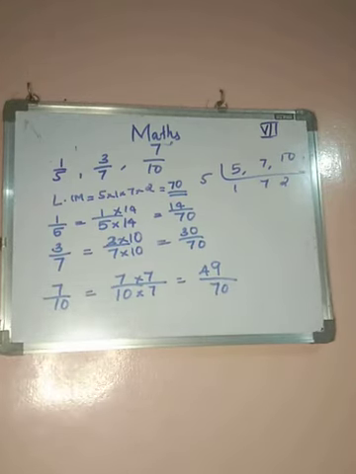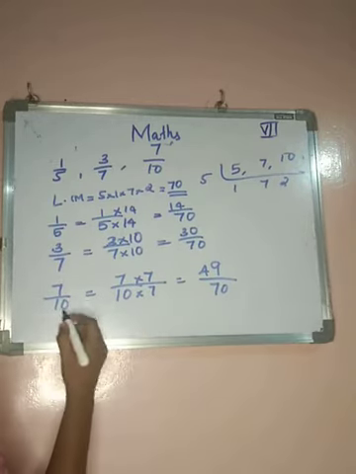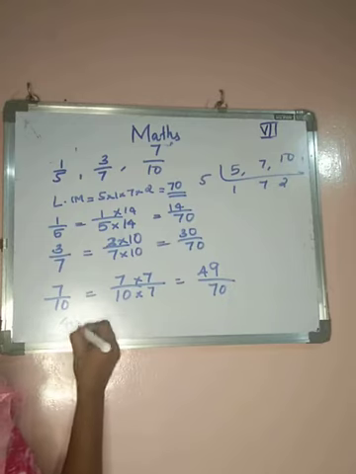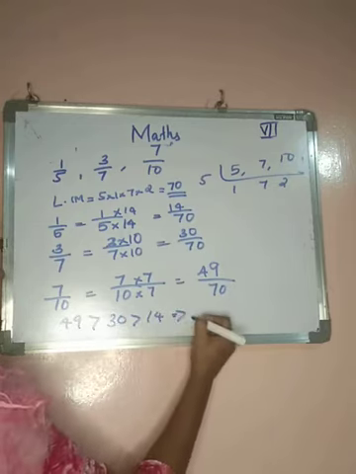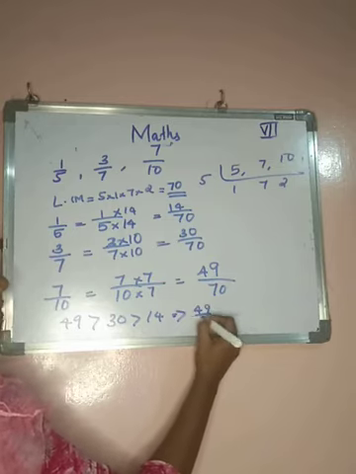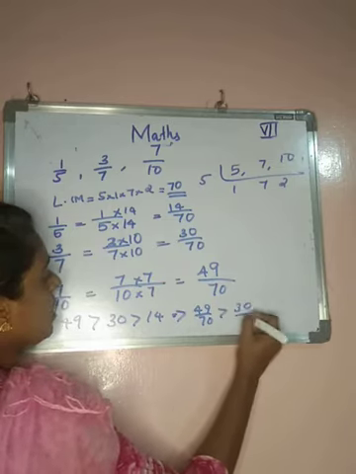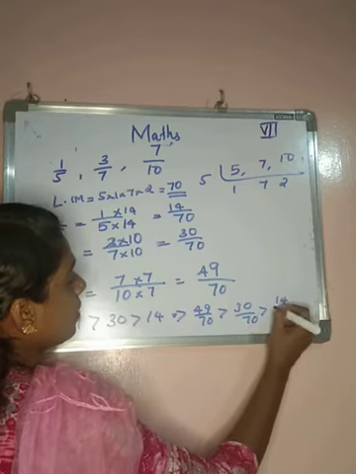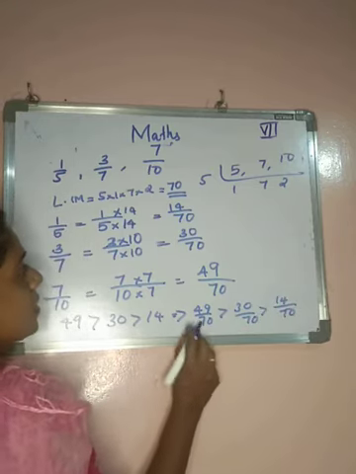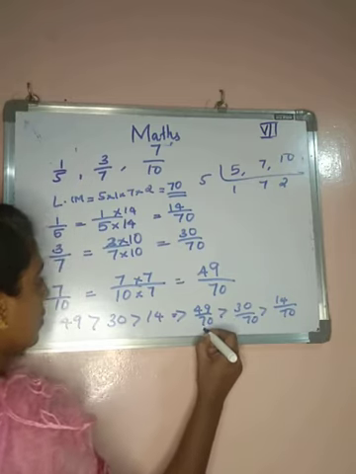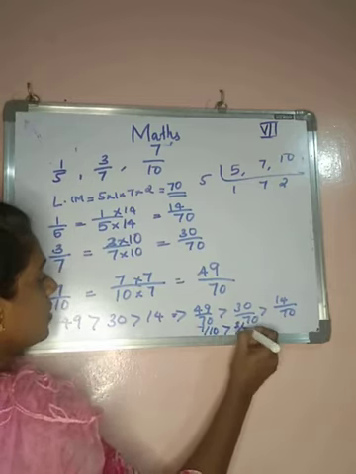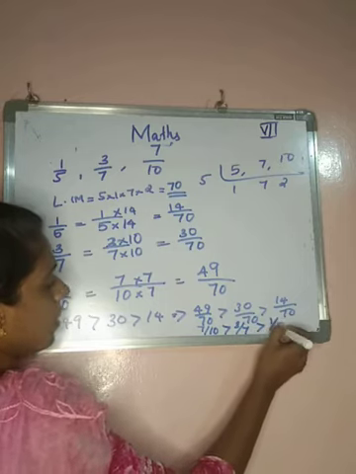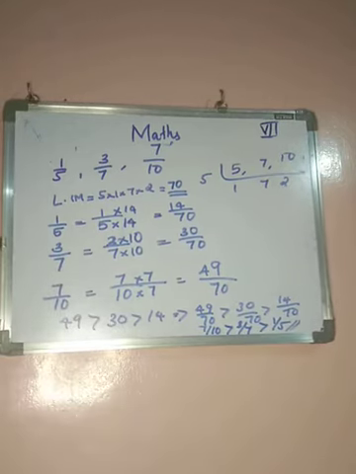Then we compare the numerators. So 49 is greater than 30, which is greater than 14. So the answer is 49 by 70 greater than 30 by 70 greater than 14 by 70. The answer is 7 by 10 greater than 3 by 7 greater than 1 by 5. Okay. Do you understand?